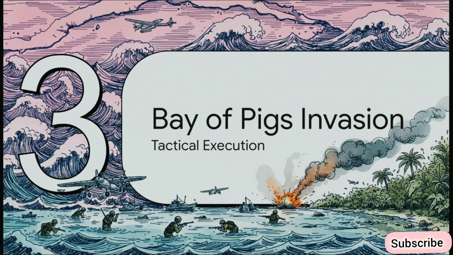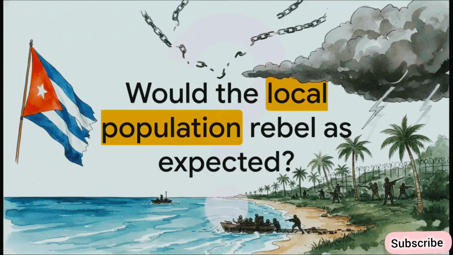And that leads us to Section 3, the Bay of Pigs invasion, looking at the actual tactical execution. Let's fast forward to the reality of the morning of April 1961. These exiled fighters, following that covert strategy we just outlined, actually landed on a Cuban beach known as the Bay of Pigs. And here, class, is the ultimate question we have to ask ourselves, the exact same one the strategists were banking on back then. Would the local population rebel as expected? Well, the harsh reality of history is no way, they didn't.